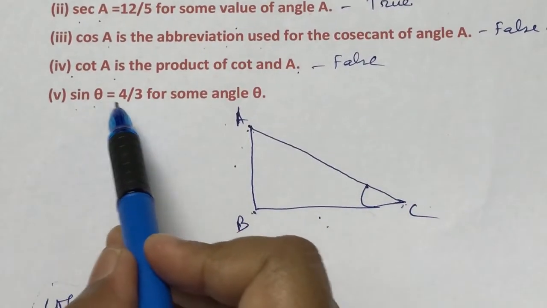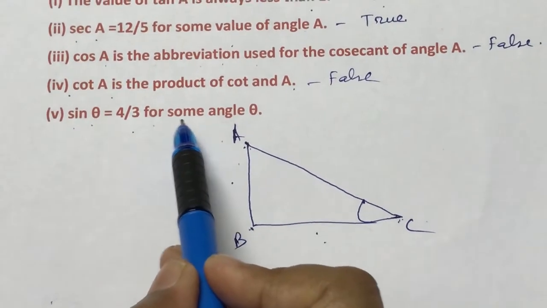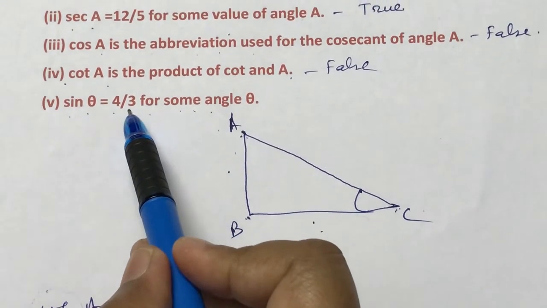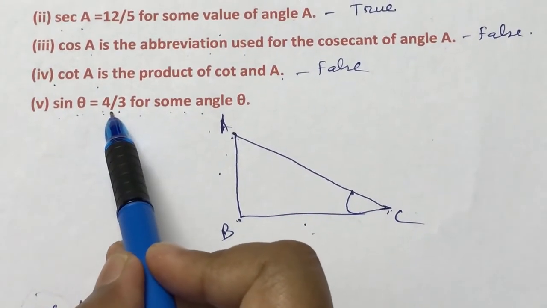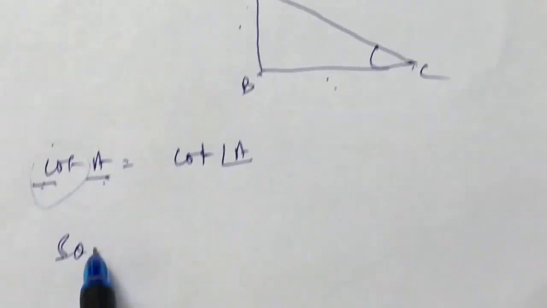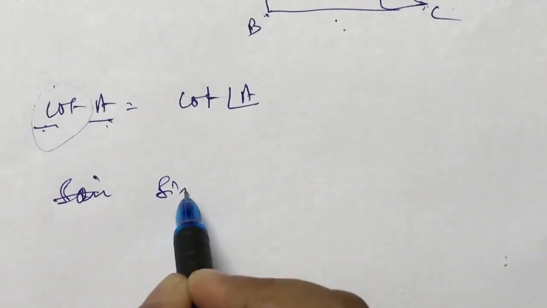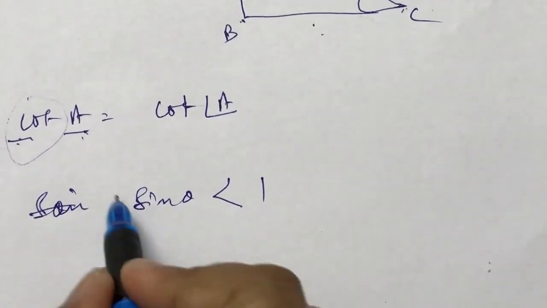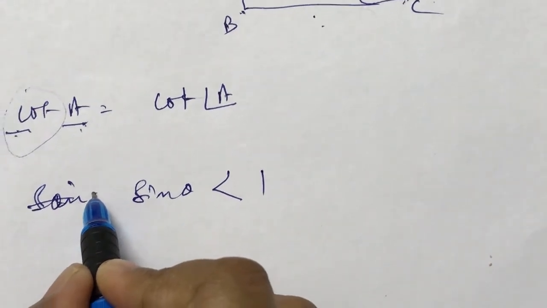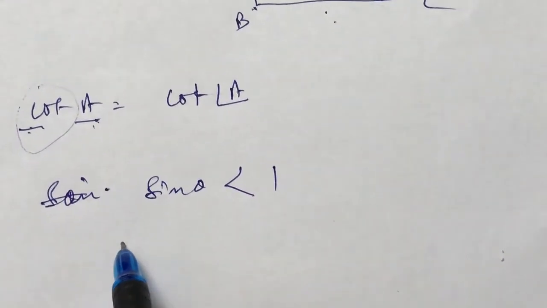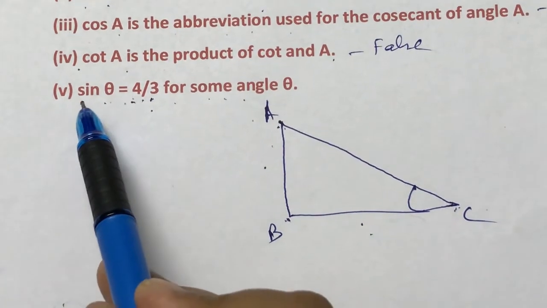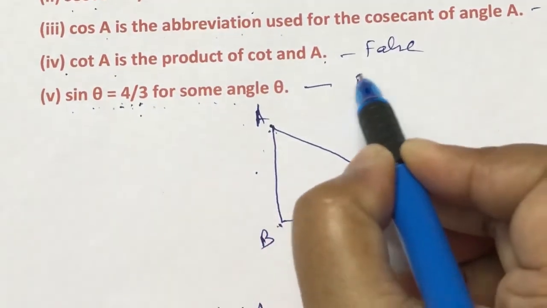Last one, sine theta is equal to 4 by 3 for some angle theta. Sine of the angle is 4 by 3. That means it is greater than 1. Sine theta is always less than or equal to 1. The value ranges from 0 to 1, isn't it? So here, in this particular statement you have 4 by 3, that means it is more than 1. So this statement is false.